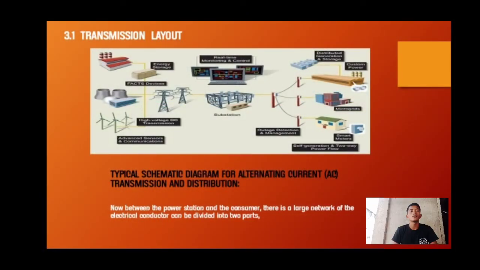Report 3.1 Transmission Layout. Typical schematic diagram of alternating current (AC) transmission and distribution. Now, between the power station and the consumer, there is a large network of electrical conductors that can be divided into two parts.